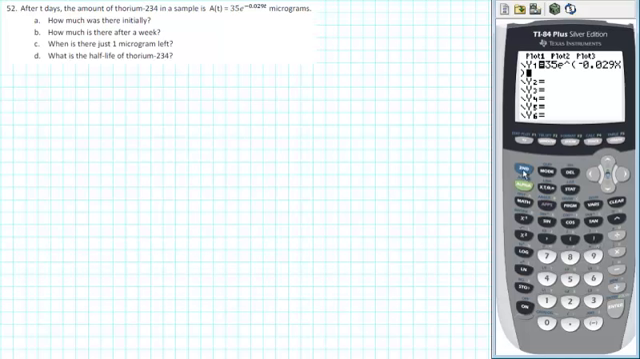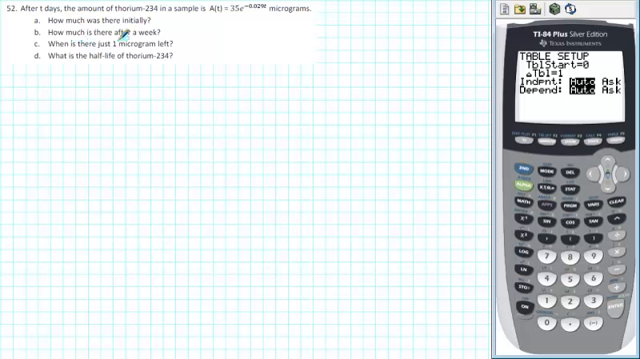So go to Table Set, which is second window. To answer the question, how much was there initially, we need to let time equal 0. So we'll put table start at 0. And then T represents the number of days. We want to determine how much there is after a week. That will be after 7 days.